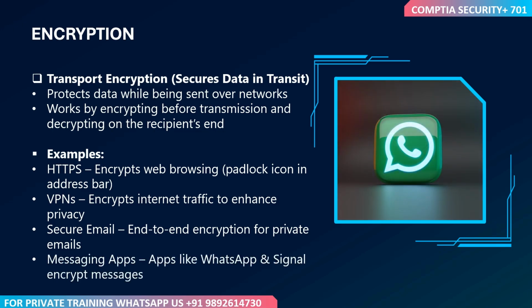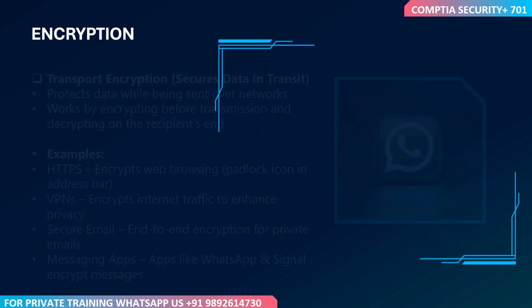Instant messaging apps. Many messaging apps, such as WhatsApp and Signal, use encryption to protect the messages you send and receive. This means that your conversations are private and secure, even if they pass through multiple servers before reaching the intended recipient.